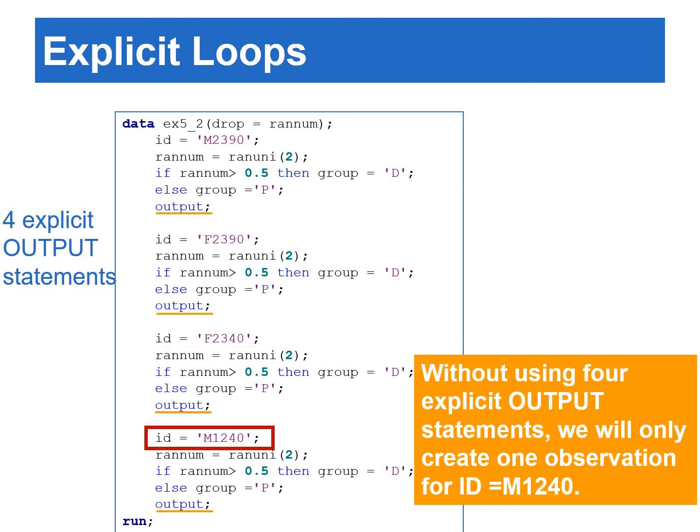There are 4 explicit output statements that tell SAS to write the current observation from the PDV to the SAS dataset immediately, not at the end of the data step. However, without using the explicit output statement, we will only create one observation for ID equals M1240.